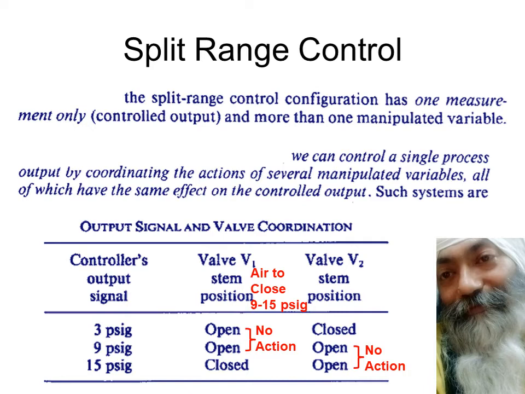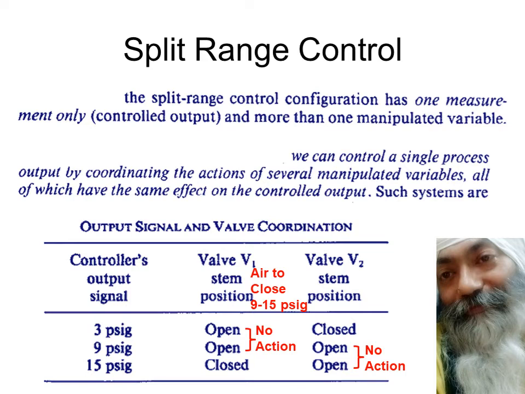At 9, it is fully open. As the pressure starts increasing from 9 to 10 to 11, it starts closing. So we have to have a valve which is air to close and it responds to the range 9 to 15 psi. Normally, the valves are designed to operate from 3 to 15, but here we want a valve to operate from 9 to 15 psi.